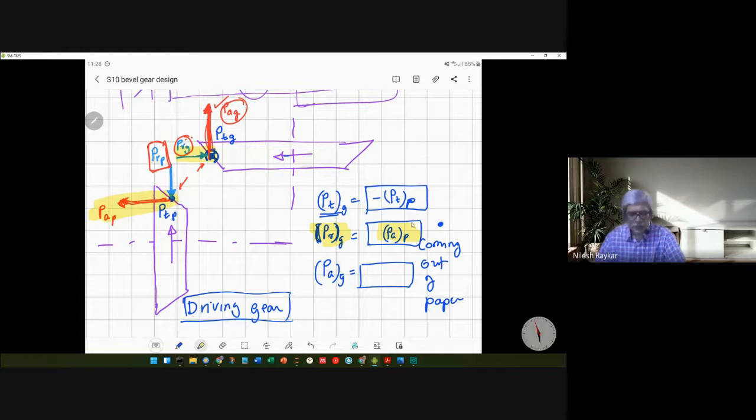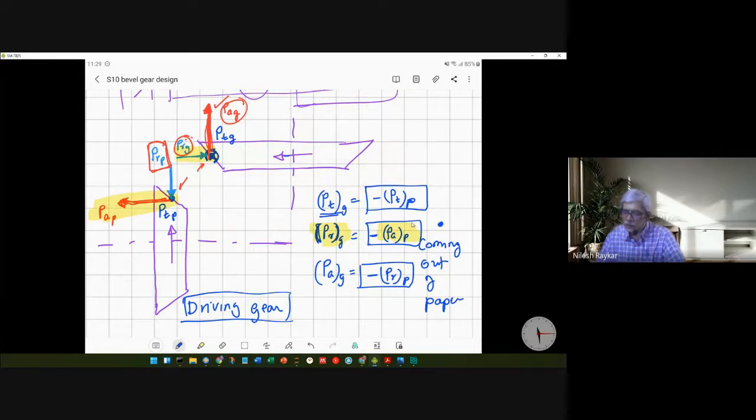So if you use the sign, it will be again negative. And similarly, P axial for the gear will be equal to P radial for the pinion with negative sign. So that is how you determine the forces acting on the pinion and gear.